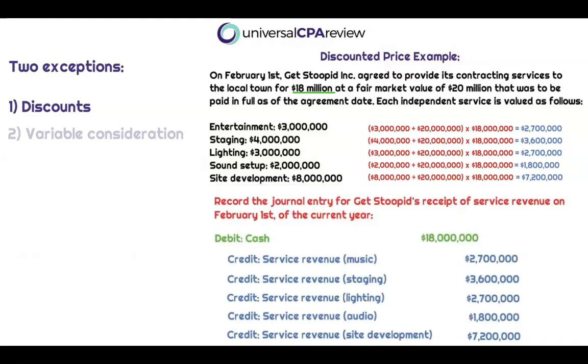Service revenue music would get credited at $2.7 million, which is 15% of the total consideration. Staging would get its 20% at $3.6 million. Okay, the lighting, another $2.7 million, which is 15%. Audio's 10% at $1.8 million. And the site development made up 40%. So we would credit service revenue site development for $7.2 million. But more broadly, you see here that this is getting allocated based on its total consideration percentage.